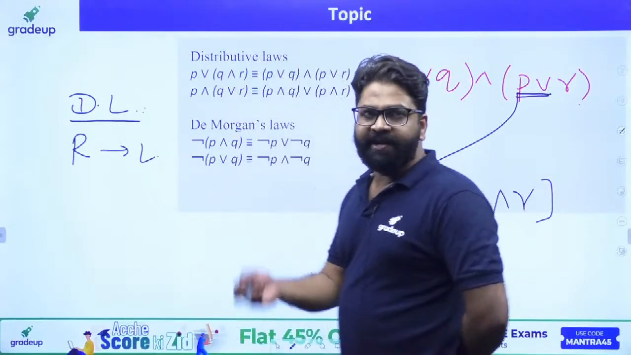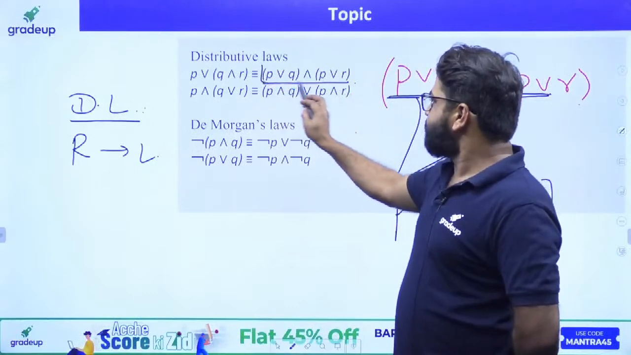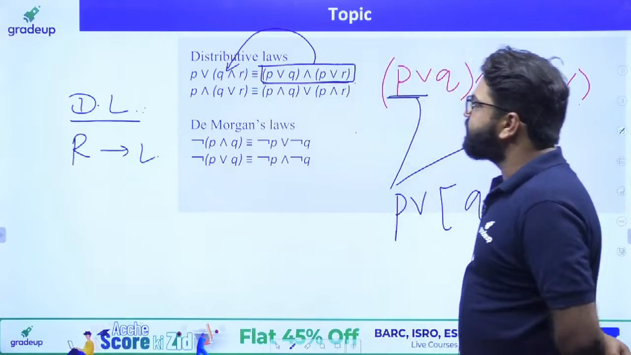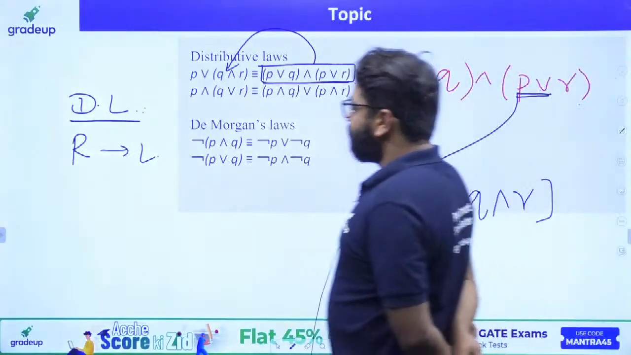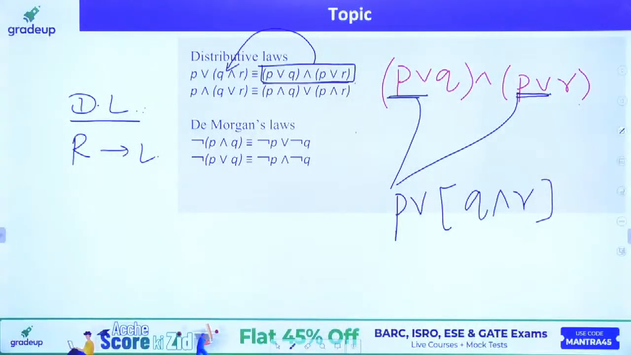Okay, sir, what is the right side? Right side is this, it is moving. That means the question will consist of some part like this, and then it is moving to here. That is nothing but the distributive law. So in this way you can understand what the distributive law is and how it is moving from the right side to the left side, which is quite important.